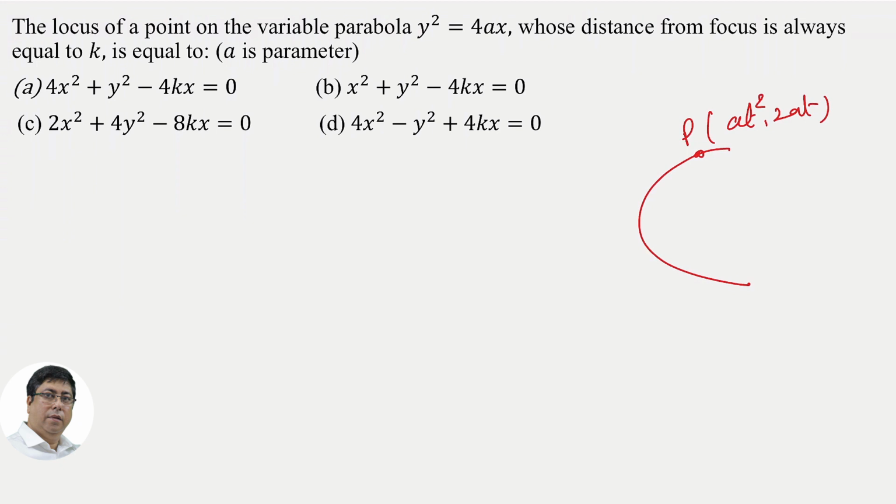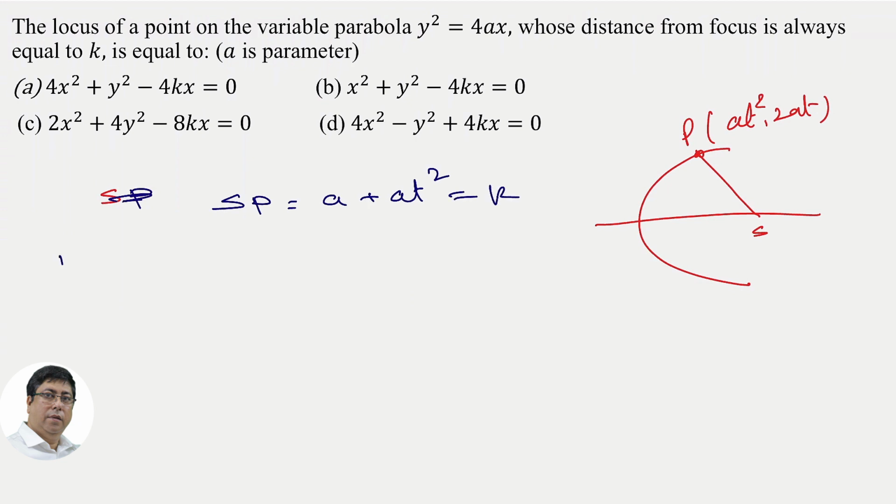Now according to the question, PS equal to a plus at square, because we know that PS equal to PM. So PM means a plus at square, so PS is a plus at square, and it is equal to k. This has been given in the question.